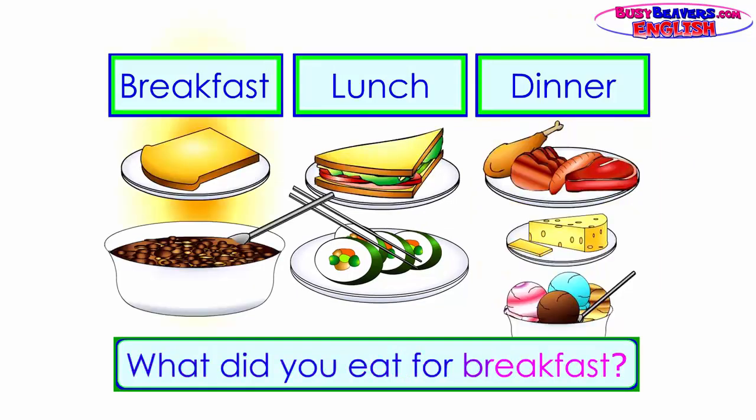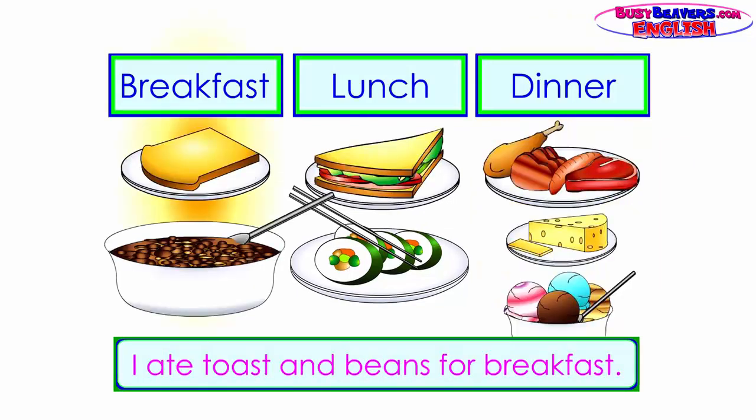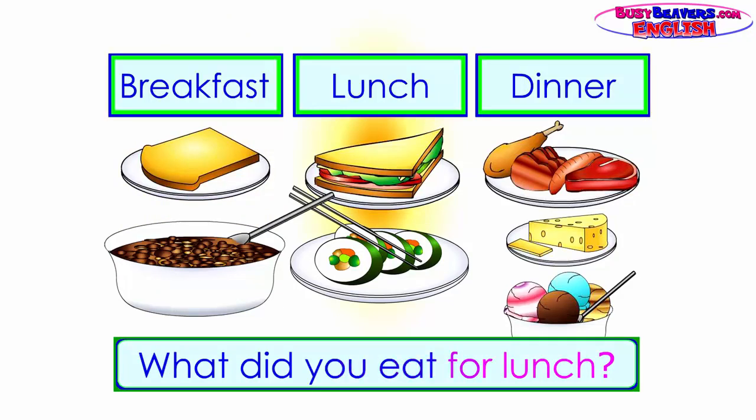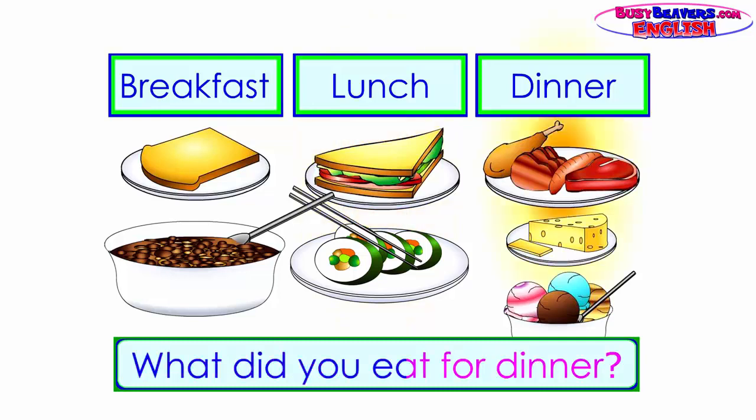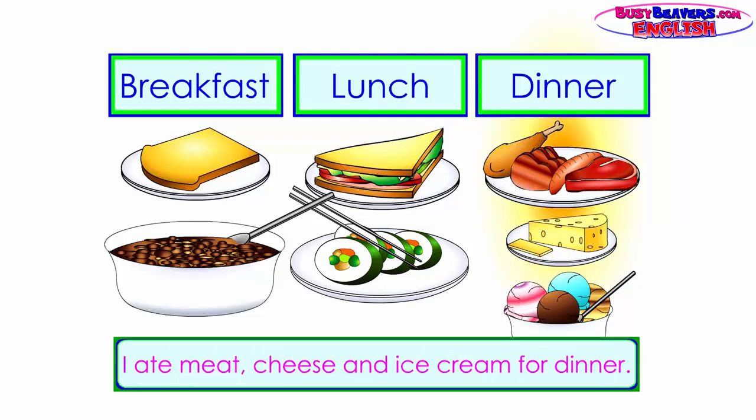What did you eat for breakfast? I ate toast and beans for breakfast. What did you eat for lunch? I ate a sandwich and sushi for lunch. What did you eat for dinner? I ate meat, cheese, and ice cream for dinner.